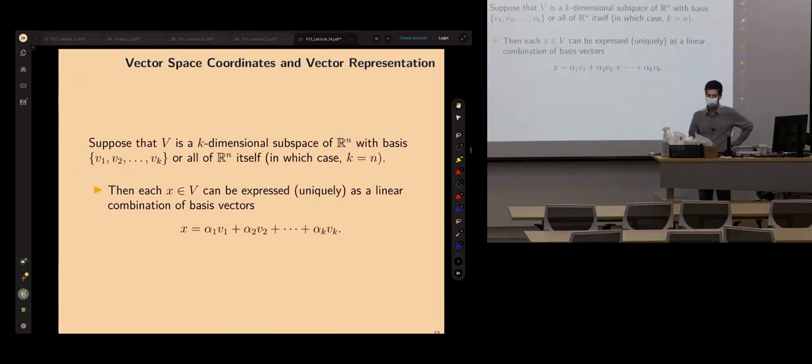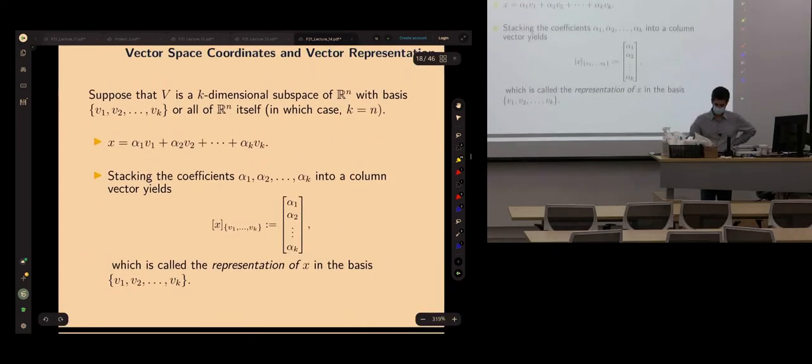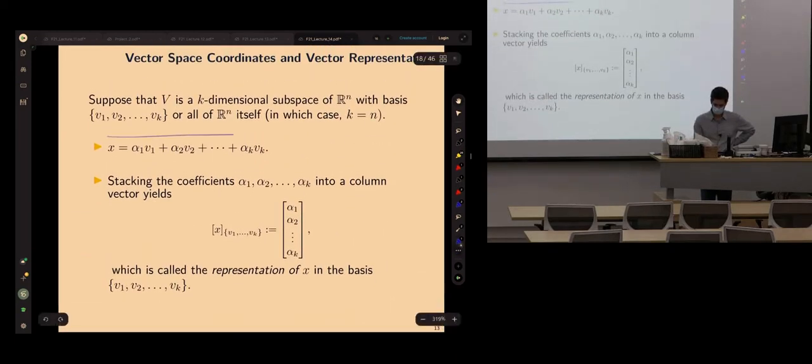Then every vector x can be uniquely expressed as a linear combination of these basis vectors. We talked about this. So x can be written as a linear combination of the basis. Now, if you stack all these coefficients into a vector, you may choose to use this very complicated notation.